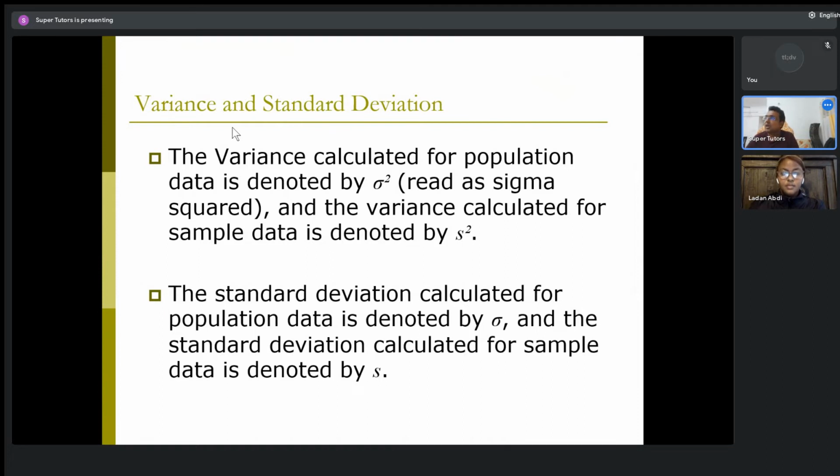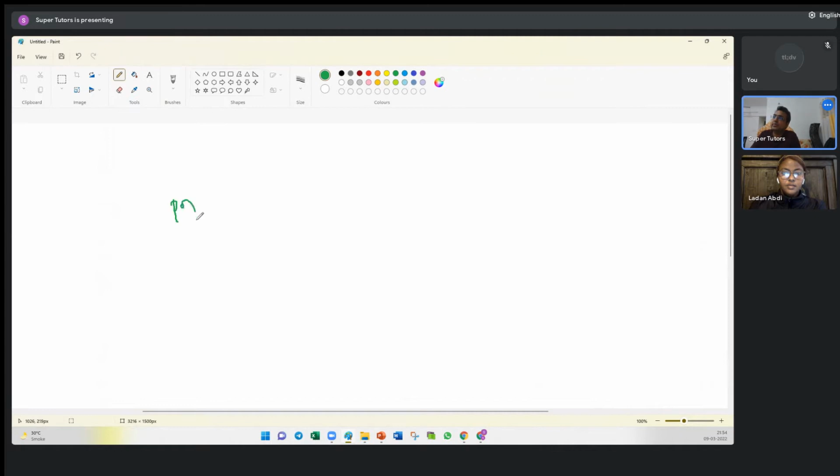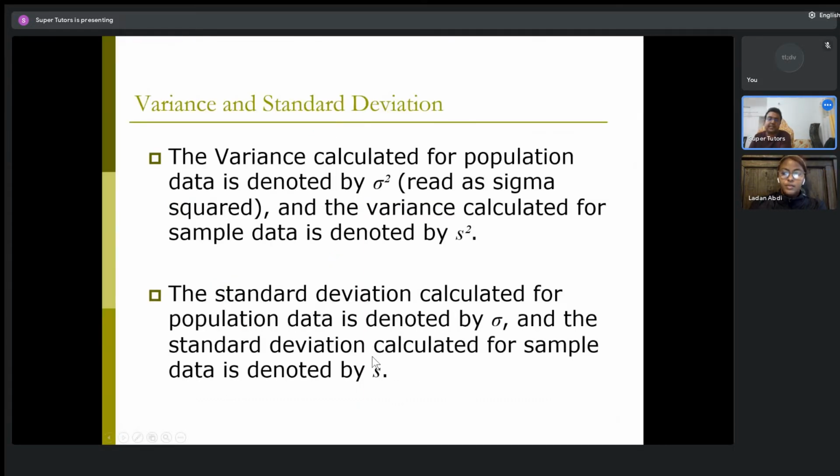So standard deviation is normally represented by this symbol, which is called sigma. Again, since we always differentiate between the population and the sample, for the population, the standard deviation is referred to as this symbol. It's a little circle with the extended tail on the top, and this symbol is read as sigma. For the sample, this is given as S, just S, the small s.